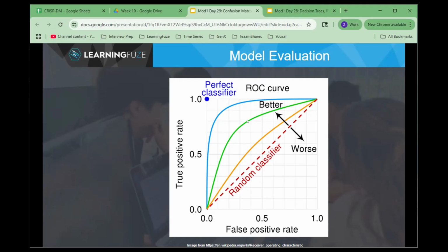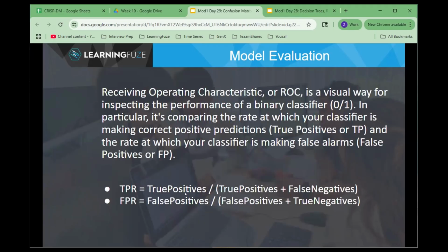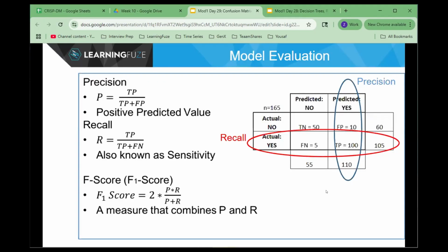Can I see that formula again? Say that again. You mean this one? True positive rate, false positive rate. So is it the precision of both classes? So true positive divided by true positives and false negatives. This is actually true positive divided by true positive and false negative. So this is recall.